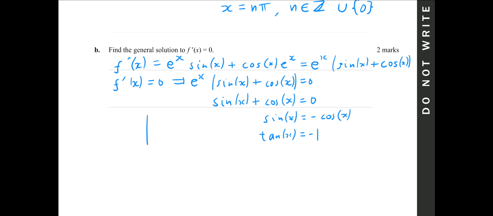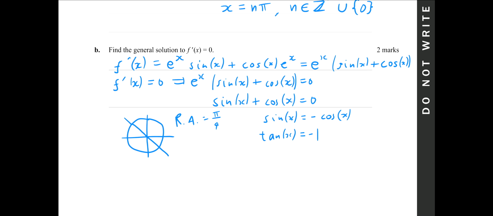Let's just draw a quick unit circle on the bottom left over here. When tan x equals -1, we're looking at quadrants 2 and 4. Let's just make that look a little bit better. There we go. Now the reference angle for this particular diagram is equal to pi on 4. That's because tan of pi on 4 is 1. So we are in quadrant 2 and 4 with a reference angle of pi on 4.